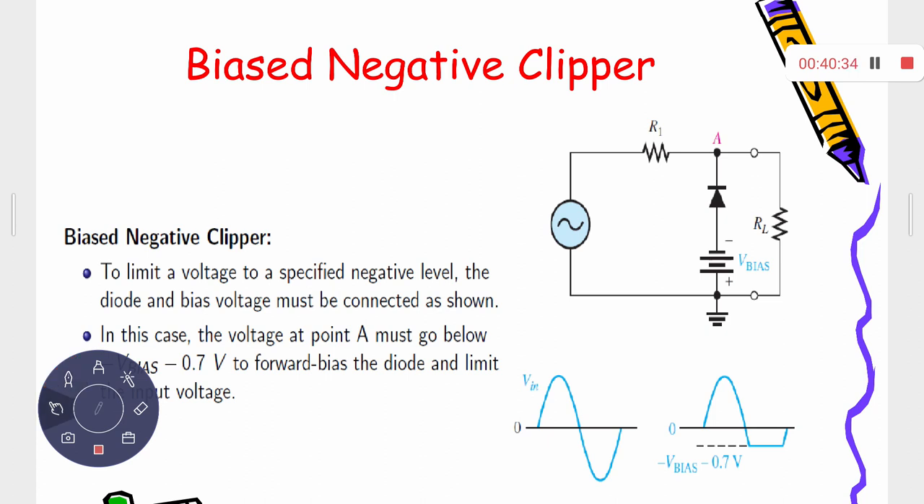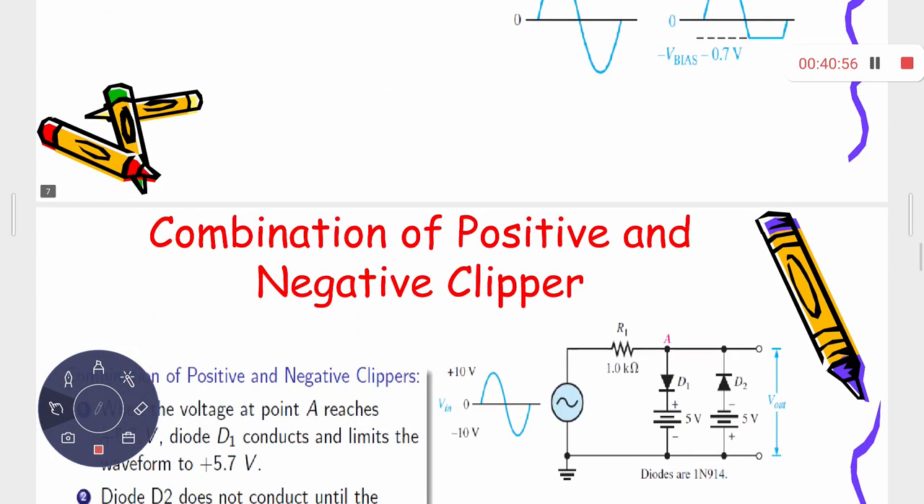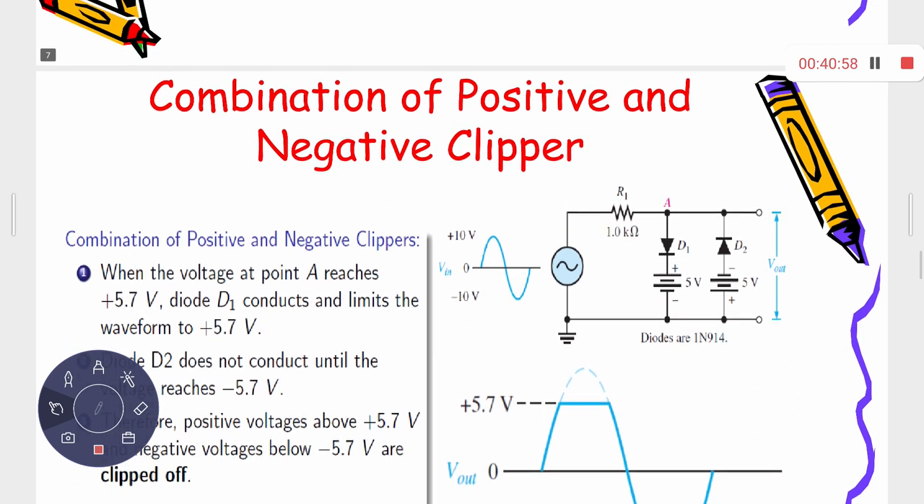So having understood the positive clipper, negative clipper, and all these four combinations, what happens if I have in a circuit both the positive as well as the negative clipper? A combination of positive and negative clipper, something like that.